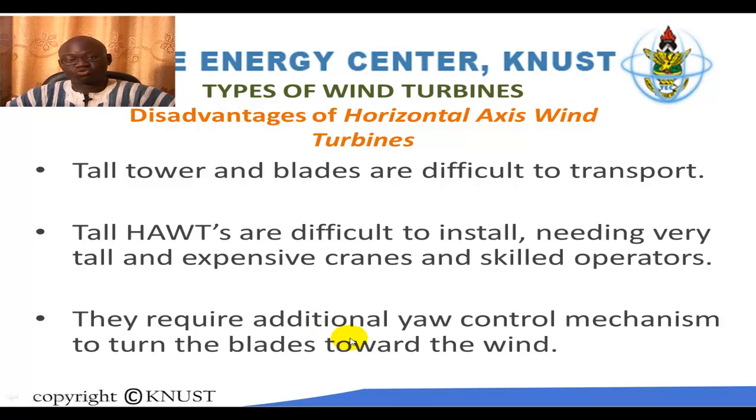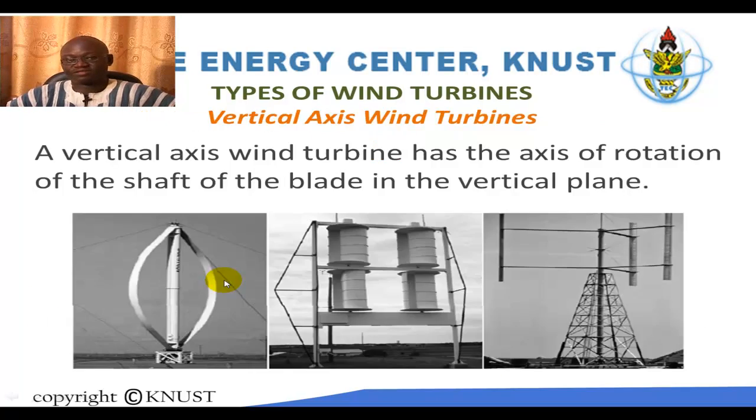The very small ones normally do not really have any complicated control mechanism for orienting, but instead they have just a vane at the end of the tail, just to orient the turbine to the direction of the wind at all times. I'll move on to vertical axis wind turbines.